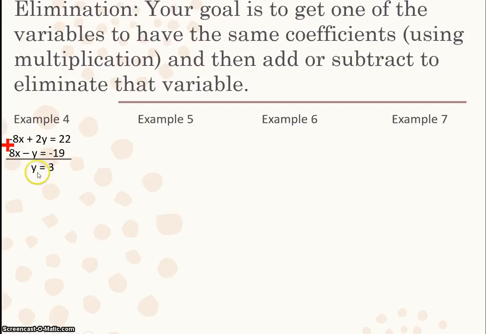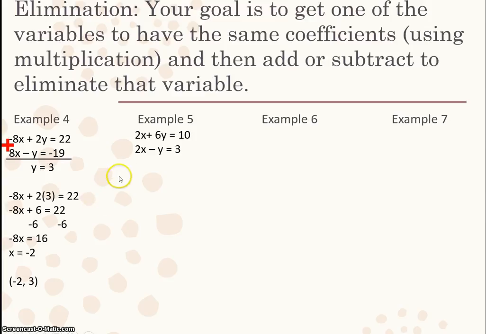So this one is already done. We get y equals 3. Now we have to take that solution and plug it into one of our equations. In this one, I plugged it into the top one. So then I have to solve for x. Negative 8x plus 6 equals 22. Subtract 6 from both sides. Negative 8x is equal to 16. Divide by negative 8, and x equals negative 2. So my solution is negative 2, 3.